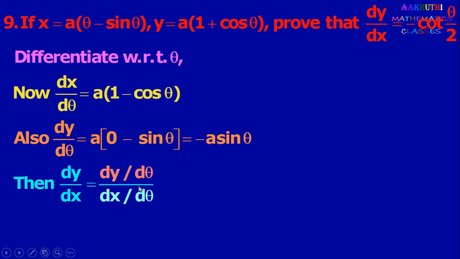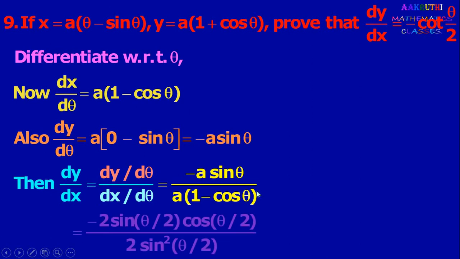So dy by dx is dy by d theta divided by dx by d theta, which is minus a sin theta divided by a into 1 minus cos theta. Again we can simplify this using the half angle formula. Sin theta can be written as 2 sin theta by 2 cos theta by 2, and the formula for 1 minus cos theta is 2 sin square theta by 2. You have to write the minus as it is. Cancel 2 and one sin will get cancelled.